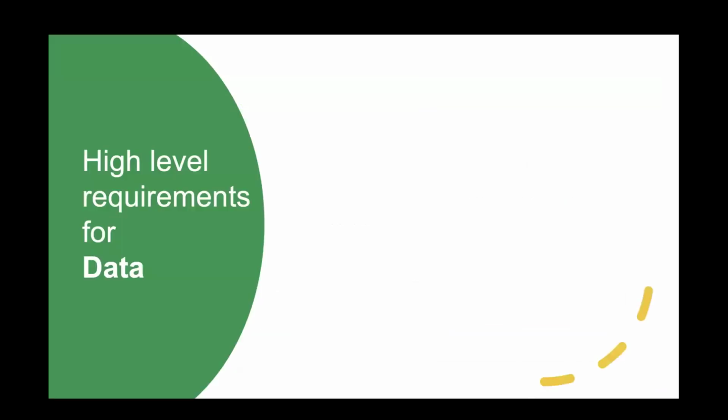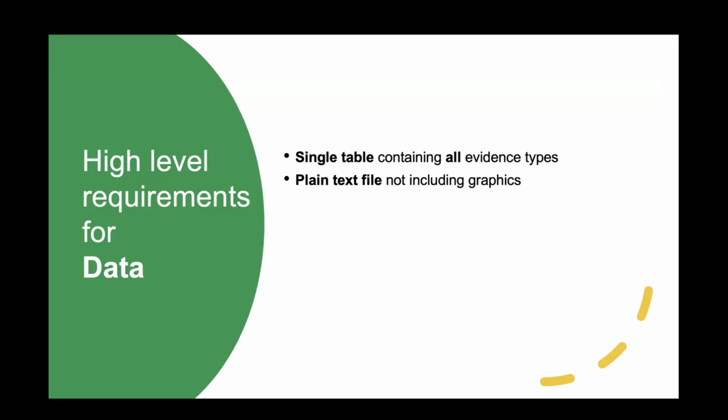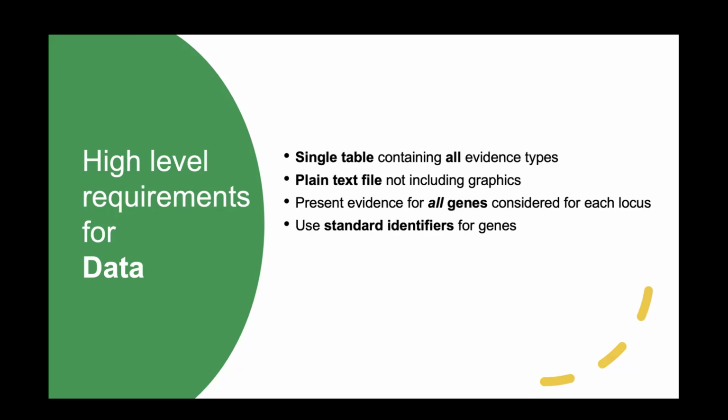So then moving on to data, the high-level requirements are that there should be a single table containing all the evidence types, so they shouldn't be scattered in different places, making it difficult to parse. It should be a plain text file, so irrespective of the format, it shouldn't include graphics or any other things that aren't computer readable. The evidence for all genes considered for each locus should be presented. Standard identifiers for genes should be used. The sentinel variant for each locus must be stated. A prioritization score should be included, whether that is the author's score or a universal score.